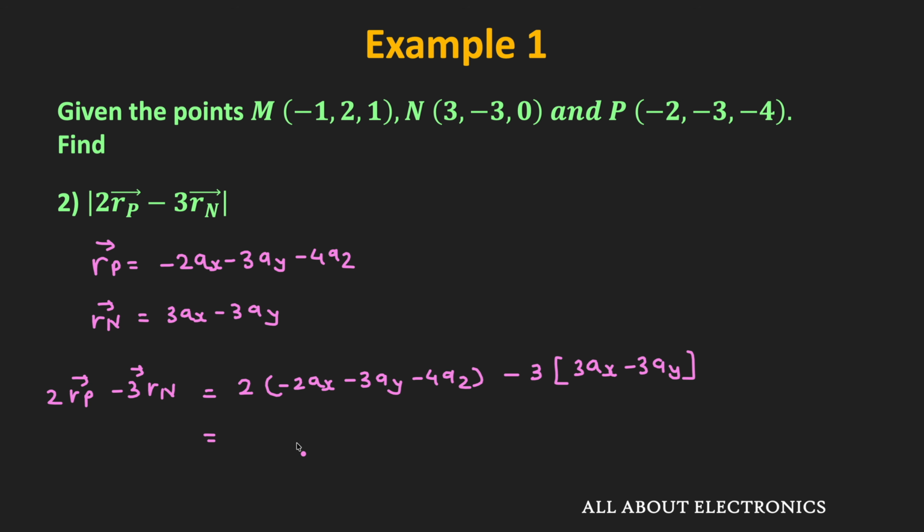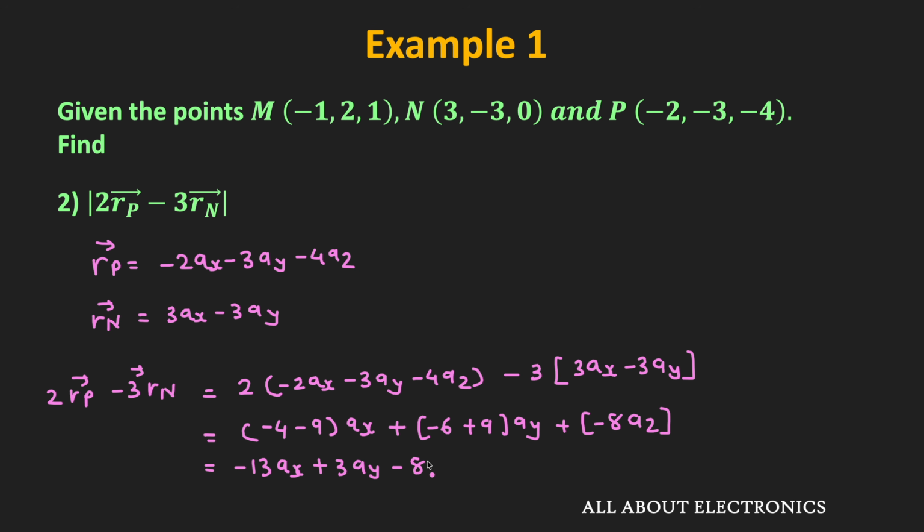Here, let us add the x, y and z components separately. If we simplify it further, we will get minus 4 minus 9 times ax plus minus 6 plus 9 times ay plus minus 8 times az. So that is equal to minus 13ax plus 3ay minus 8az. In this way, we got the vector 2rp minus 3rn. Now, we need to find the magnitude of this vector.